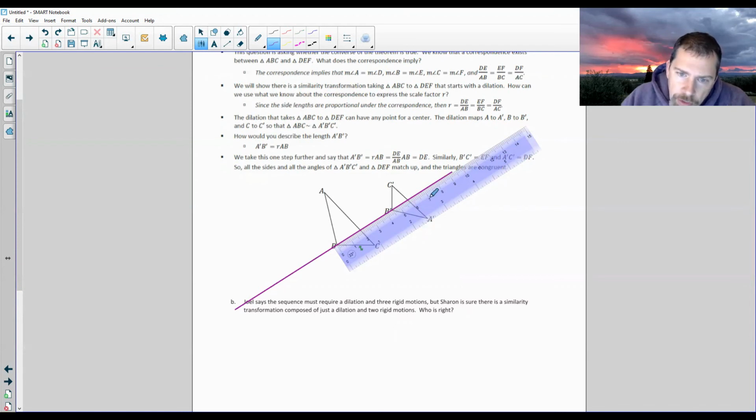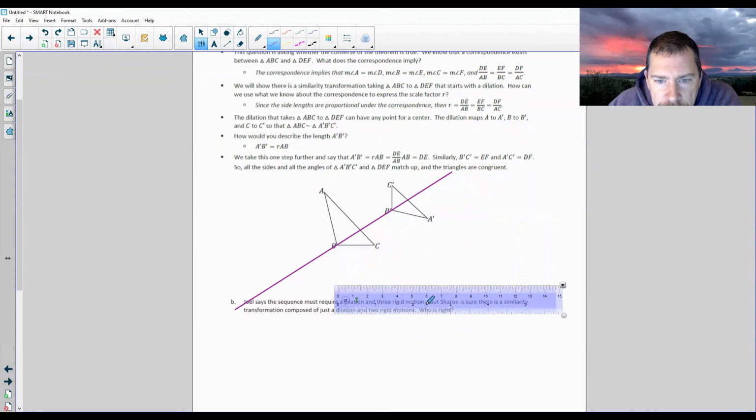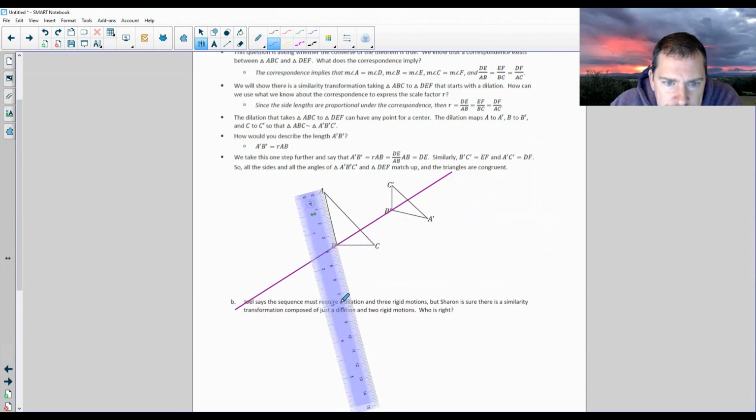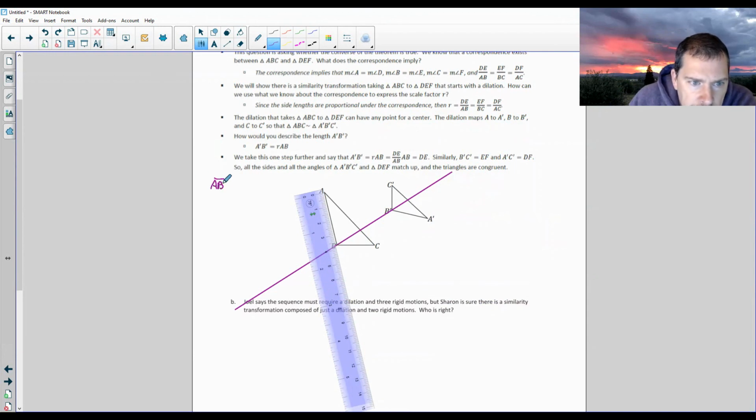Okay. So I'm trying to think how I'm going to do this. Okay, so we need a proportion here. So let me measure corresponding sides. So let's measure AB. So if I measure AB, it is 3.7, so I'm going to write that over here. AB equals 3.7 centimeters.